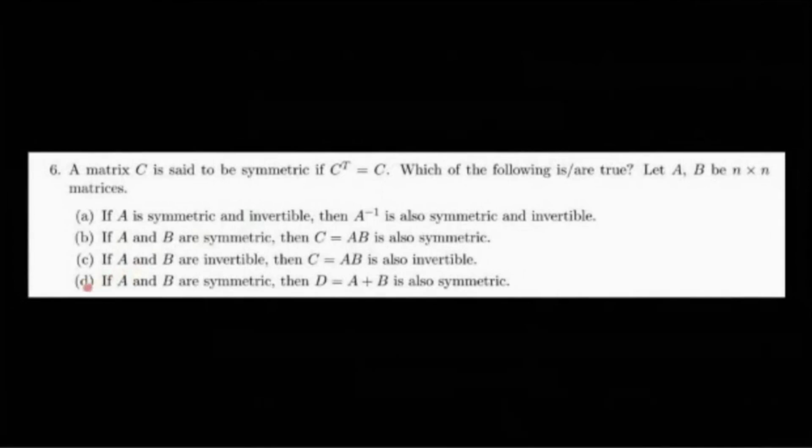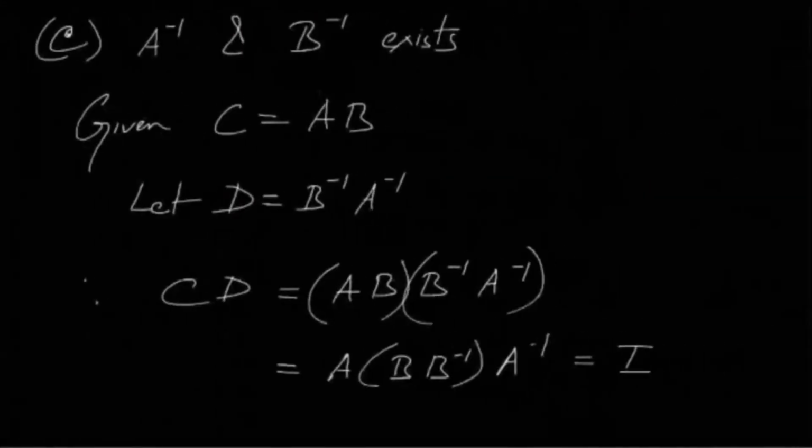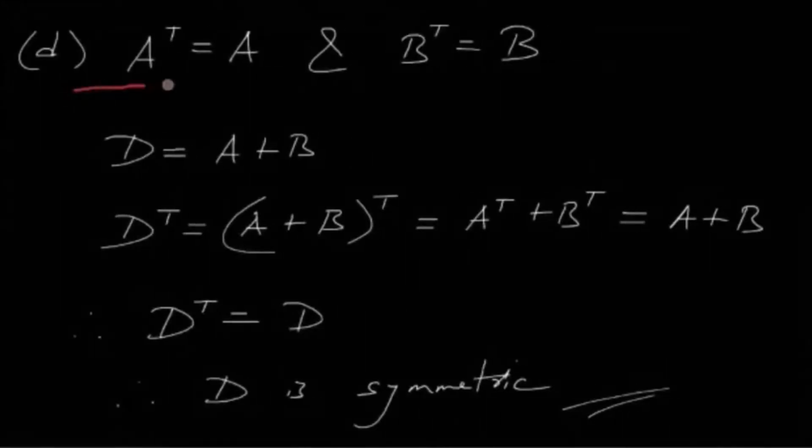Now, lastly, option D, if A and B are symmetric, then D is equal to A plus B is also symmetric. Let us check that. So A transpose is equal to A and B transpose is equal to B. So D is equal to A plus B. So D transpose is nothing but A plus B whole transpose, which is A transpose plus B transpose, which is equal to A plus B, because A transpose and B transpose are respectively A and B. So A plus B, which is equal to D. Therefore, D transpose is equal to D. Therefore, D is symmetric. So option D is also true.